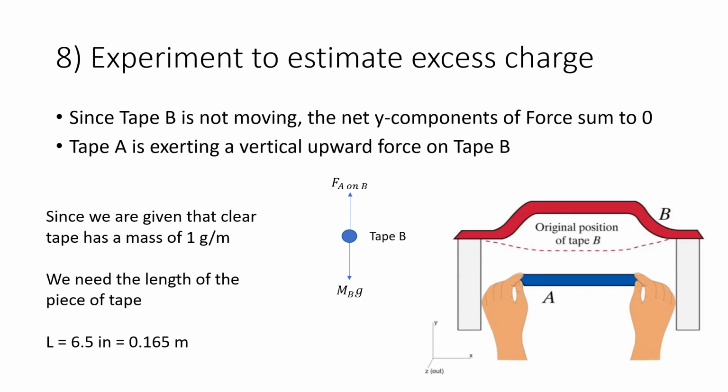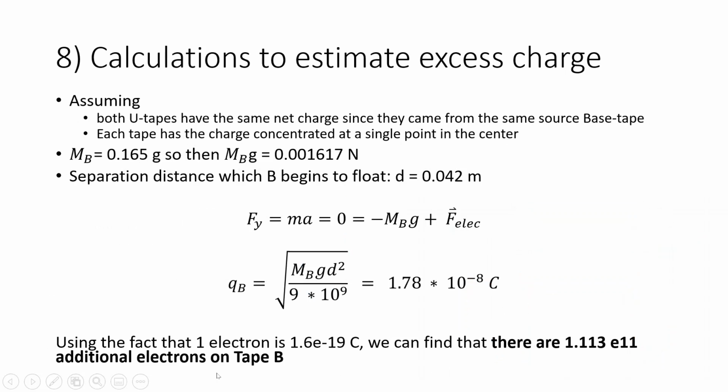With the experiment, since tape B was not moving, the net Y components had to sum to 0 when tape A was right under it. So by the force body diagram, mg on B and F of A on B have to be equal in magnitude. We were given that the tape has a mass of 1 gram per meter, and we had to measure the length, which we found over here below.